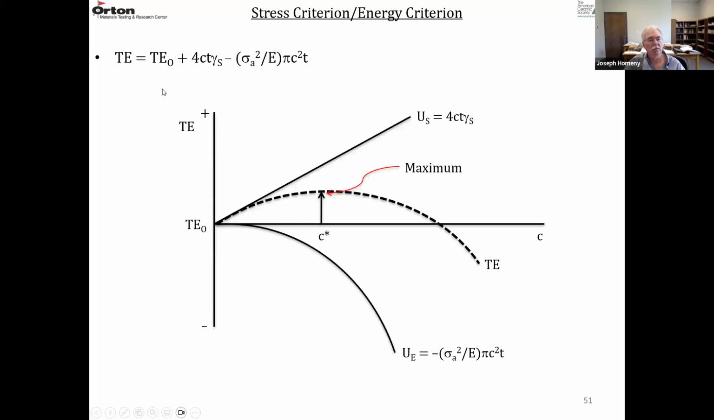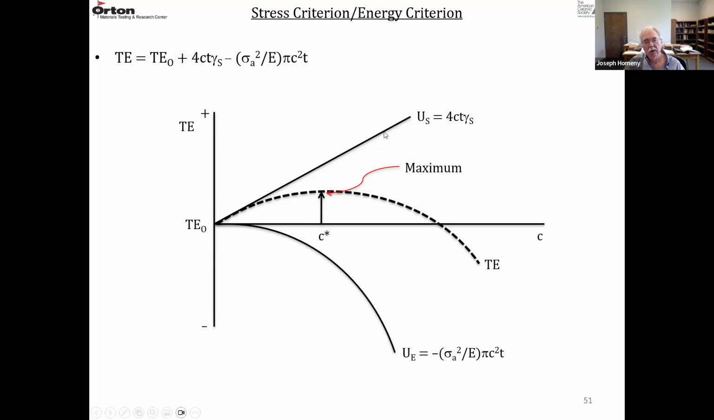So this is our equation. If we plot total energy versus crack length C, the straight line here is US, that's 4CTγS. This part, when it's plotted, UE is just minus σA squared divided by E times πC squared T. The sum of those two, starting at UE0, is this dotted line. So there's a maximum on this curve for the total energy. That maximum occurs at what we call C star, the critical crack length.